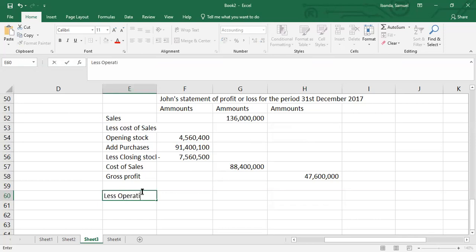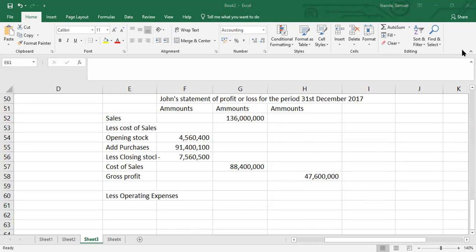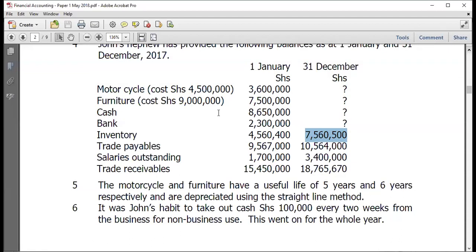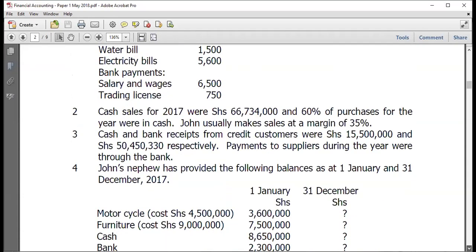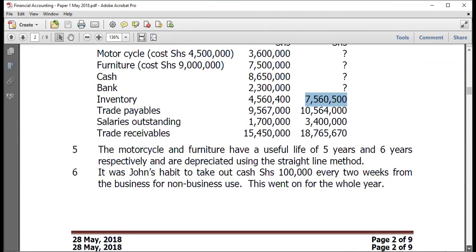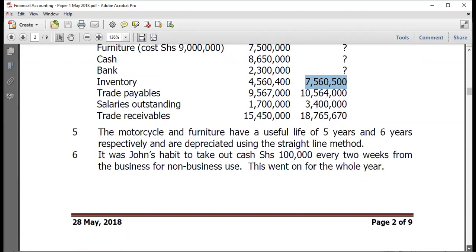After I have that, I'll move to less operating expenses. Now this is where the other drama is, operating expenses, because I have now to calculate. Okay, less my operating expenses. Now I'll go back to the information I have to get my operating expenses. So when I get here, they are telling me the analysis of payments. I have payments. And then I also have these balances they have given me. And then down there, they have also given me something. Okay, I have this I'm going to use for depreciation.